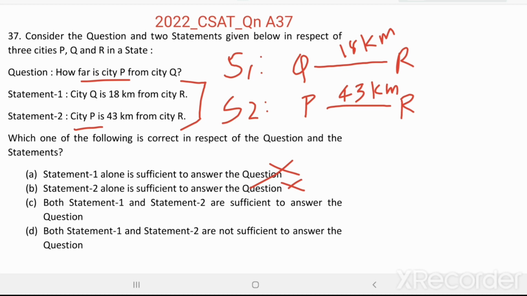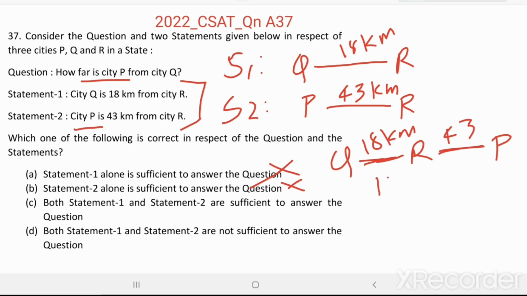Now, let us combine these two statements: Q, R, P. QR is 18 km and PR is 43 km. Then PQ. Now, how far is city P from city Q? If they are in a straight line, then we just have to add 18 plus 43.